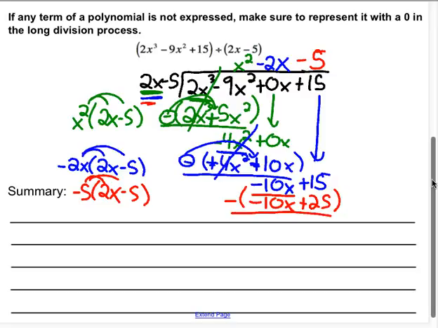Subtract off to see how close you got. Remember, this negative will flip that sign, so those do in fact cancel off just like we know they should. 15 minus 25 will leave me with a negative 10. Recall here that when you have something left behind like that, and 2x can't go into negative 10 at all, that negative 10 is simply our remainder. Always write your remainder still being divided by whatever you were originally dividing by. And so that is going to be our answer.